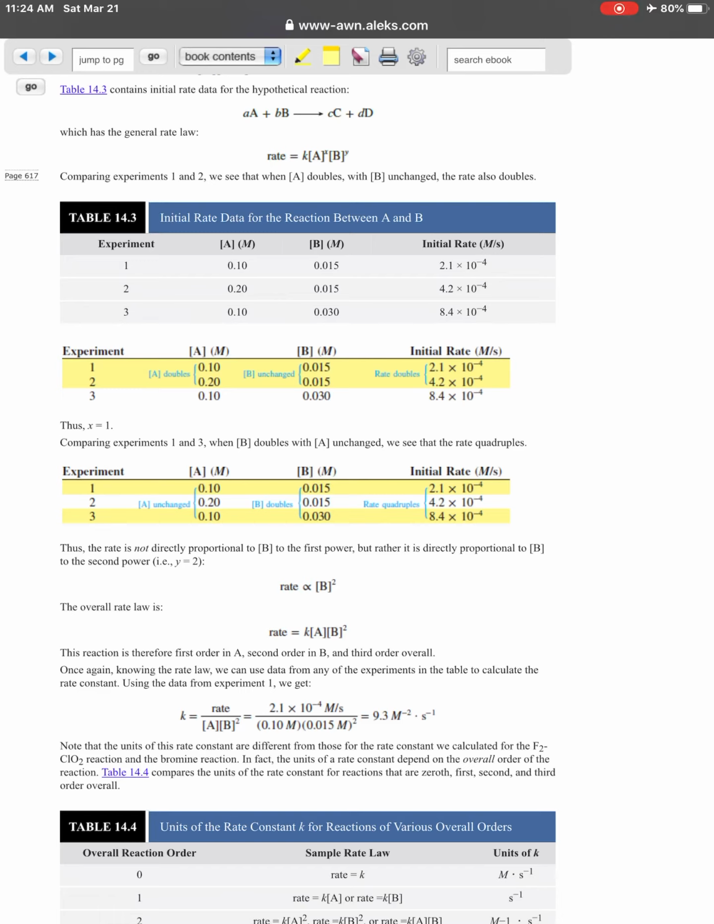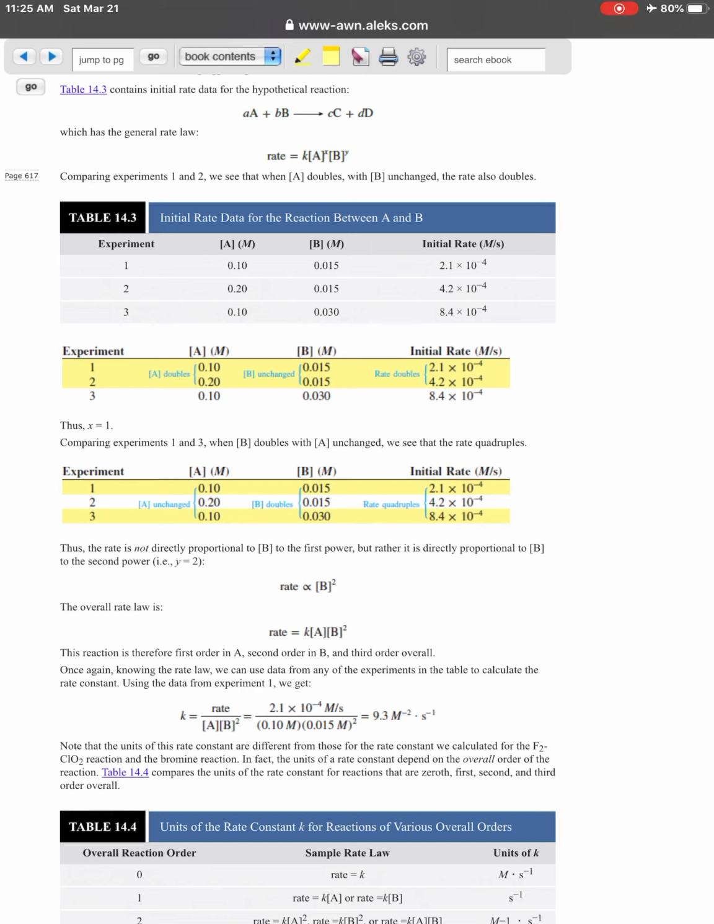Take a look, however, at what happened to the initial rate. The initial rate for experiments 1 and 3 went from 2.1 times 10 to the minus 4 molarity per second up to 8.4 times 10 to the minus 4 molarity per second. It quadrupled. That's a factor of 4. So what happens then is the rate's not directly proportional to the concentration of B to the first power, but rather it's directly proportional to B to the second power, i.e. y equals 2. Rate is proportional to the concentration of B squared.